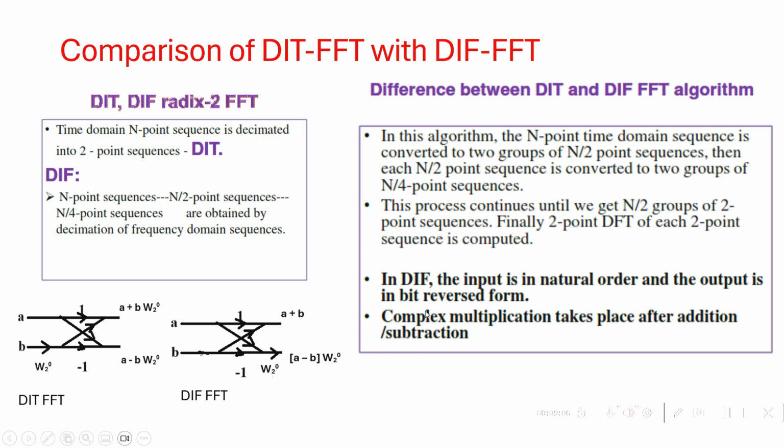Another one is, in DIF, the input is in natural order and the output is in bit-reversed order. In the decimation in time algorithm, the input is in bit-reversed order and the output is in natural order. So two differences are there. One is that the complex multiplication, or twiddle factor, is multiplied before addition and subtraction in the case of DIT FFT. In DIF FFT, it is multiplied after the addition and subtraction.